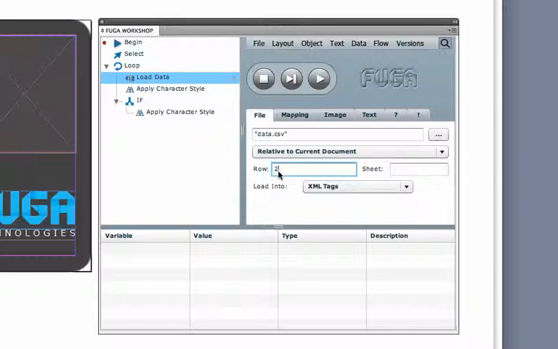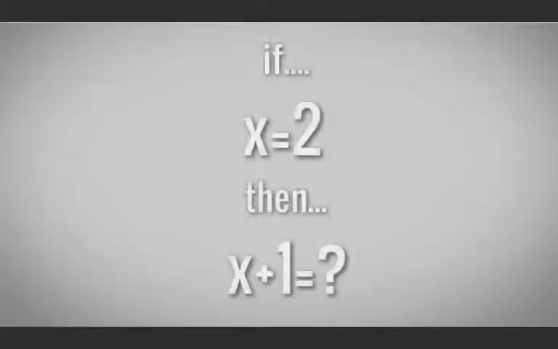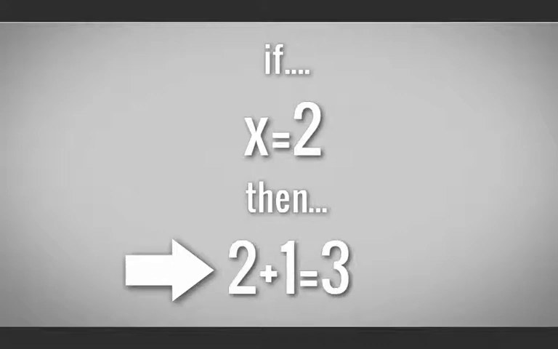And the way we're going to do that is by using a variable. You probably remember a little bit about variables from math class. If x is equal to 2, then what's x plus 1? To figure out the answer, you check what x is equal to, see that it's equal to 2, and then replace x in the equation with 2, so you'll get 2 plus 1 instead of x plus 1, and then you'll get 3 for the answer. Variables in Fuga work a similar way.